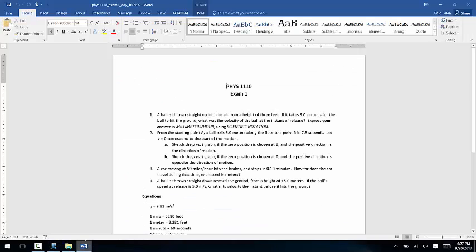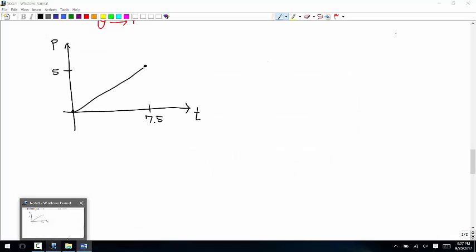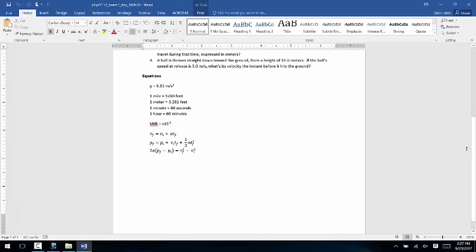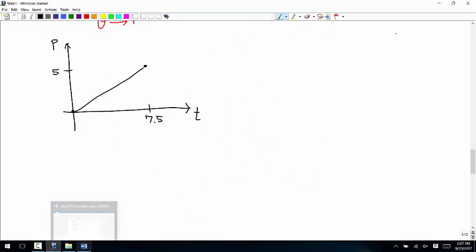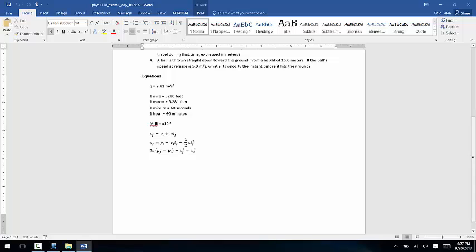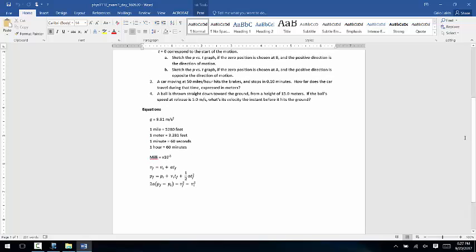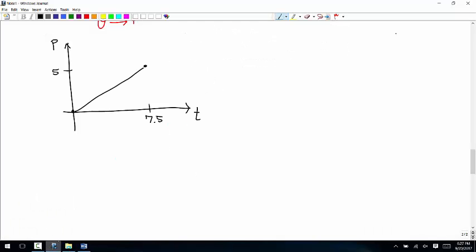And then number 3, car is going 50 miles an hour and hits the brakes and stops in 0.1 minutes. How far does it travel? Doesn't it say the positive direction is in the opposite? Opposite the direction of motion. Sorry about that.